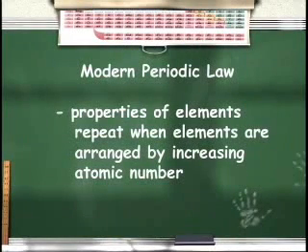The periodic table today reflects the work of both Mendeleev and Moseley. The result of their work is known as the modern periodic law. The modern periodic law states that the chemical and physical properties of the elements are periodic functions of their atomic numbers. Periodic function just means that something repeats according to a pattern. So another way to state the modern periodic law is to say that the properties of the elements repeat in a pattern when the elements are arranged by increasing atomic number.